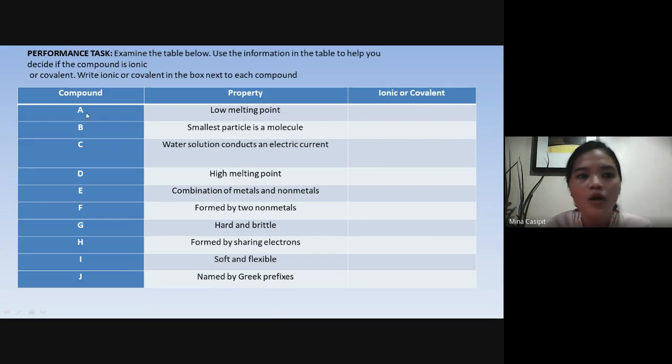So example, compound A. So ano yung may low melting point? Is it ionic or covalent? Then ilalagay niyo dito yung sagot ninyo whether it is ionic or covalent. Okay, so that 10 minutes, 5 minutes na lang daw ma'am kasi very easy lang daw. Your 5 minutes will start now.